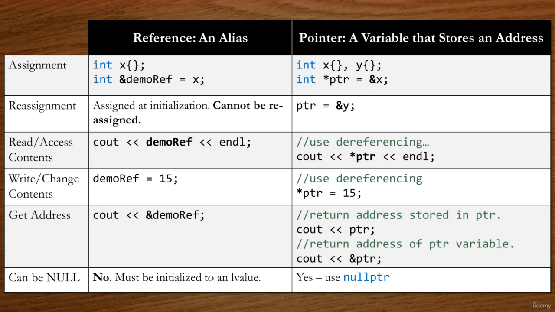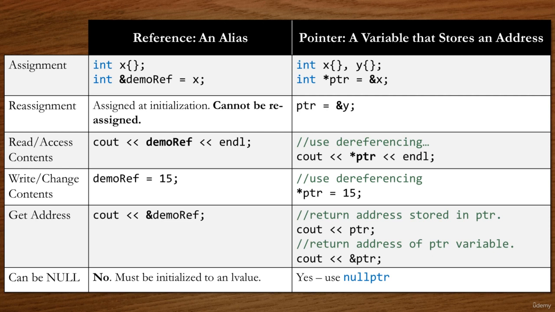And as you can see with the reference, we do not use the address of operator to get the address of x. We simply initialize that reference to x, whereas the pointer in the right hand column is declared using an asterisk, so that star operator, and then we need to give it an address, because again a pointer stores an address. So moving on to the next row, we have a reassignment.